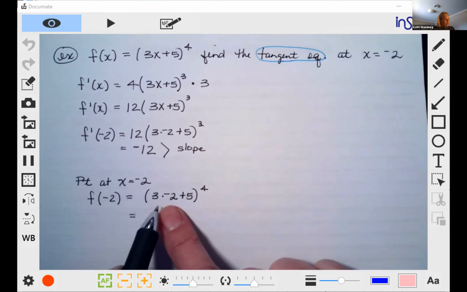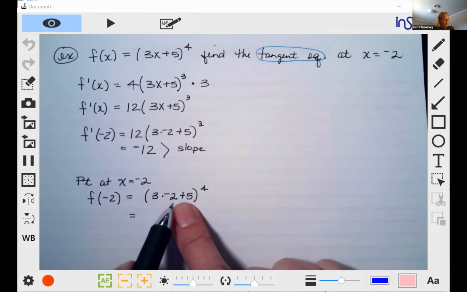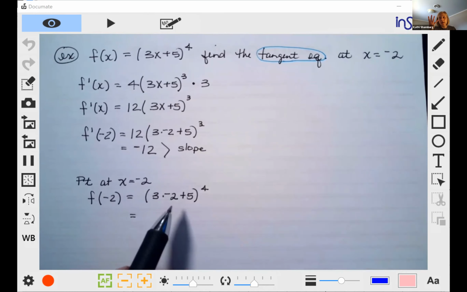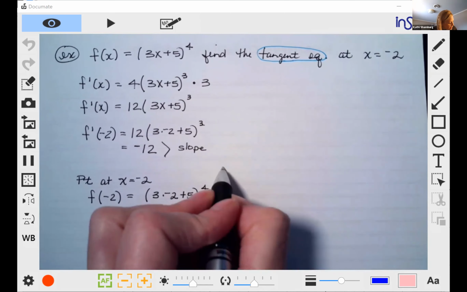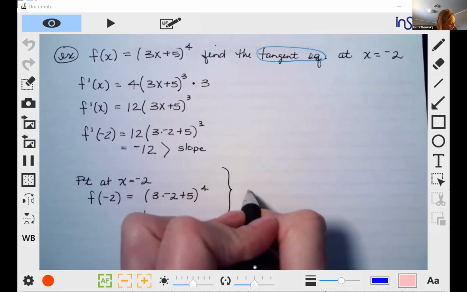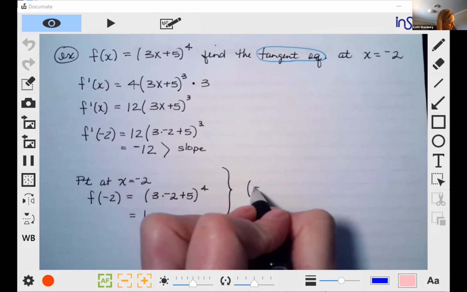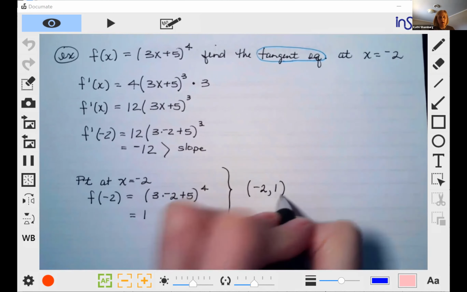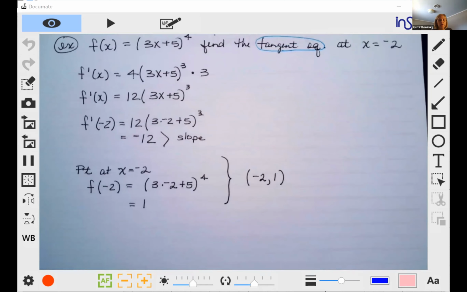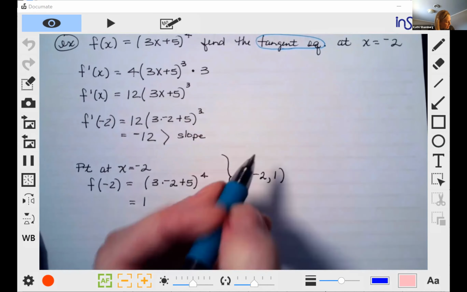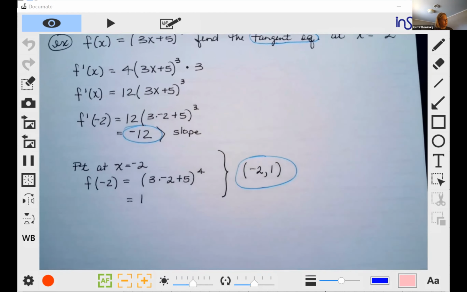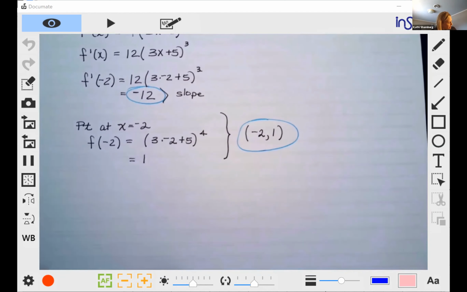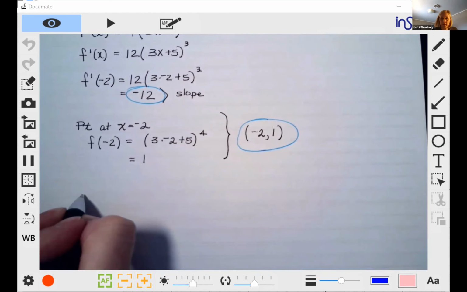So this would be -6 plus 5 is -1, and -1 to the fourth power is +1. So this gives us the ordered pair (-2, 1). And the reason we need that is because we need this and this, and we use point slope form.